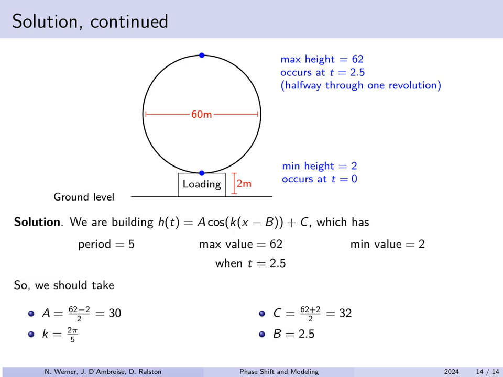And finally, the phase shift. Since we're using a positive cosine curve, we just need to find a max value. That's t equals 2.5, so we set b equal to 2.5. That allows us to say that the function which models the height of our rider t minutes after loading is given by 30 times the cosine of 2 pi over 5 times the quantity t minus 2.5, all plus 32.